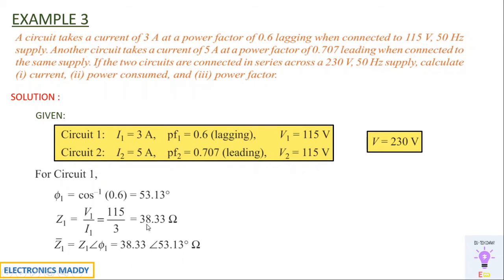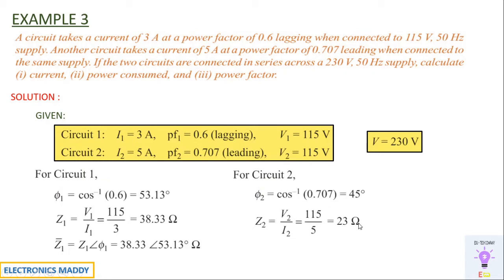Similarly, I'll be finding the value of Z2. So why am I doing this? I'll be finding the value of Z1 bar, I'll be finding the value of Z2 bar, and since they're connected in series, I can add them up, and then I can start off with finding current, power consumed and power factor. So similarly for circuit 2, phi 2 is equal to cos inverse of 0.707, 45 degree you will be getting. Z2 is equal to V2 by I2, substitute and you will be getting 23 ohms.